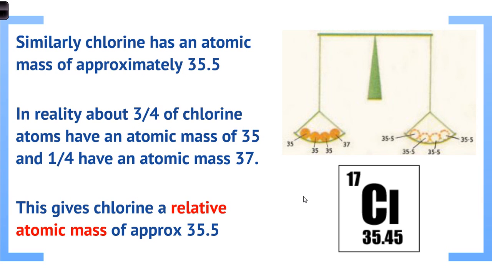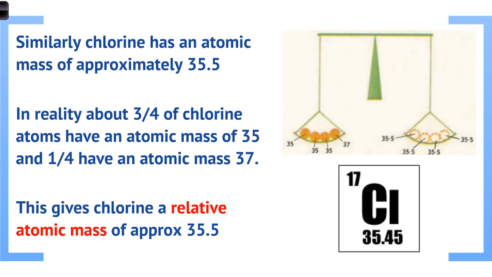So these are the two most common isotopes of chlorine. There are still tiny amounts of others, you might even get chlorine with an atomic mass of 38, or even more or less neutrons. But most chlorine atoms either have 35 or 37. This one's quite interesting because it falls almost smack bang in the middle, 35.5.